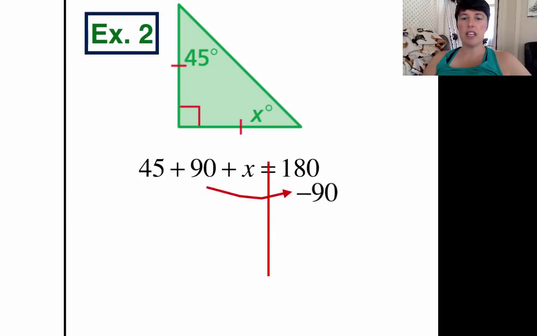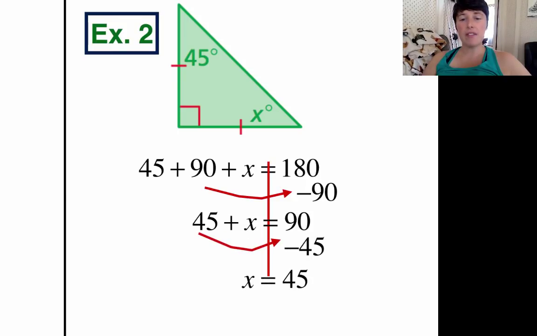No problem. We're going to take away the 90. 180 minus 90 is 90. We're going to take away the 45, and we're going to get x is equal to 45 degrees. So the missing angle is 45 degrees. And actually, this is a special triangle. We call it a 45, 45, 90, because it's got two 45s in the corner and a 90. So, 45, 45, 90 triangle.